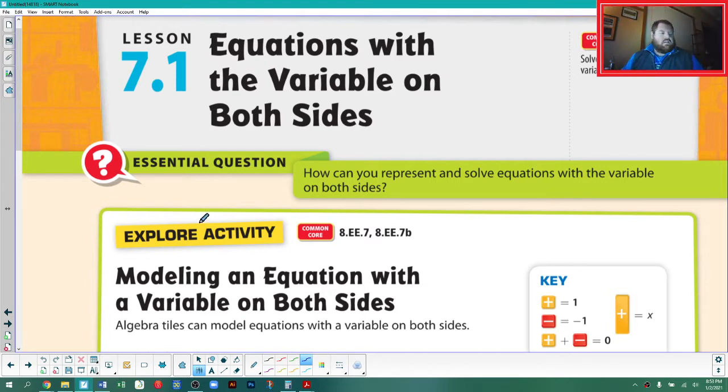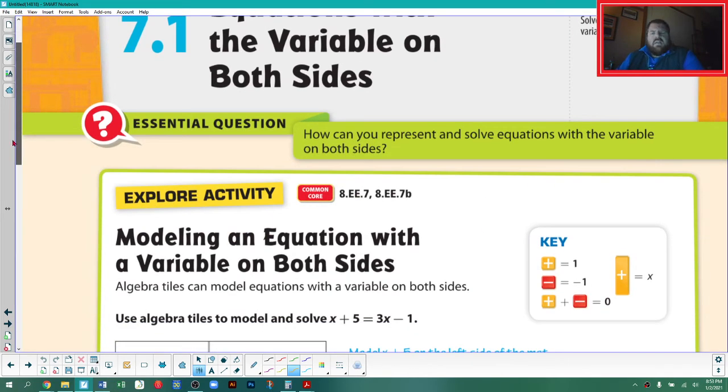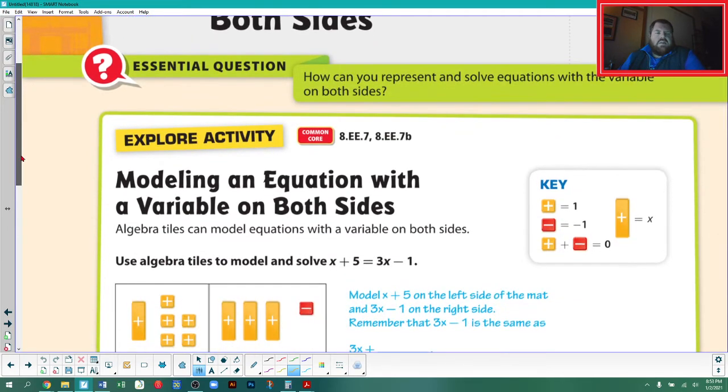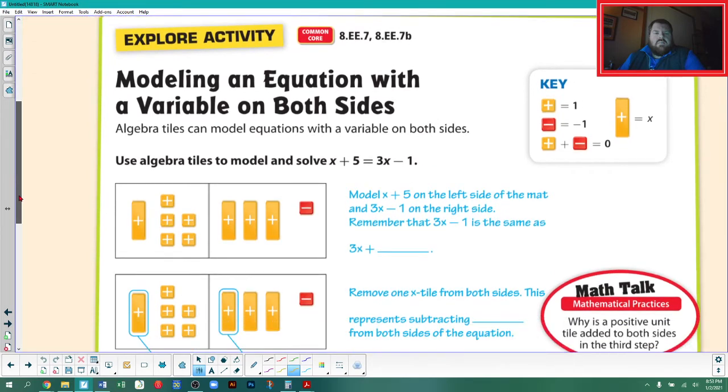A big thing that your book decides to use are these algebra tiles, which we will try to mock up. We won't have them explicitly, but I'll do my best to help us piece together what we're looking for when we're using these. But the main idea is just solving equations and trying to get our variable by itself, with the added piece that we have a variable on both sides.